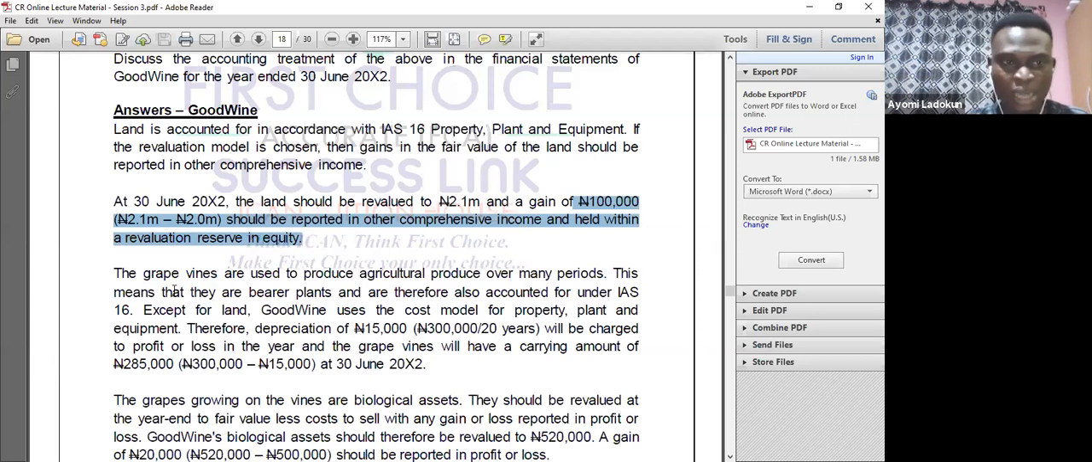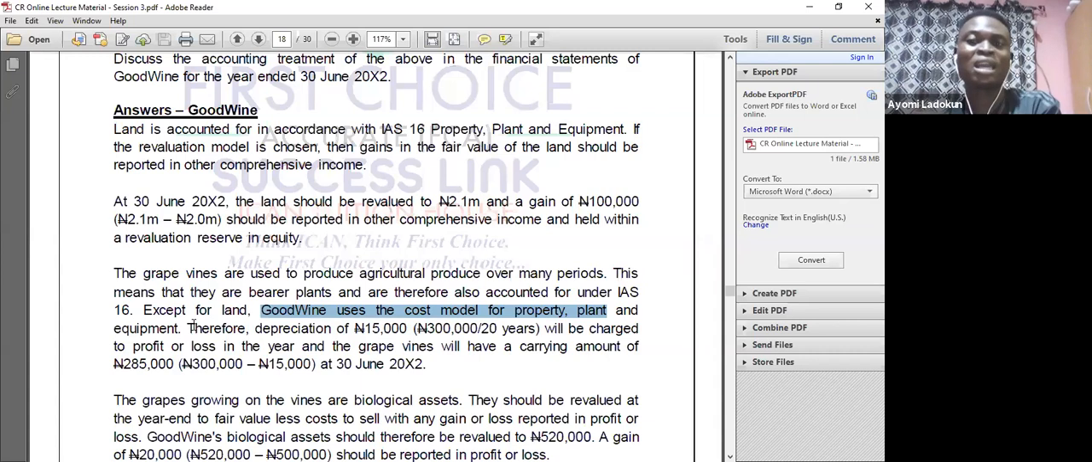That's it. Now you move to the grapevines, okay? Grapevines are used to produce agricultural produce. Can you see now? Over many periods. Can you see? This means that they are bearer plants. That's what I've been explaining. So therefore, you account for it using IAS 16, except for land. Goodwine uses the cost model for PPE. Can you see now? Because they use the cost model for PPE. It's only land that they use revaluation for.